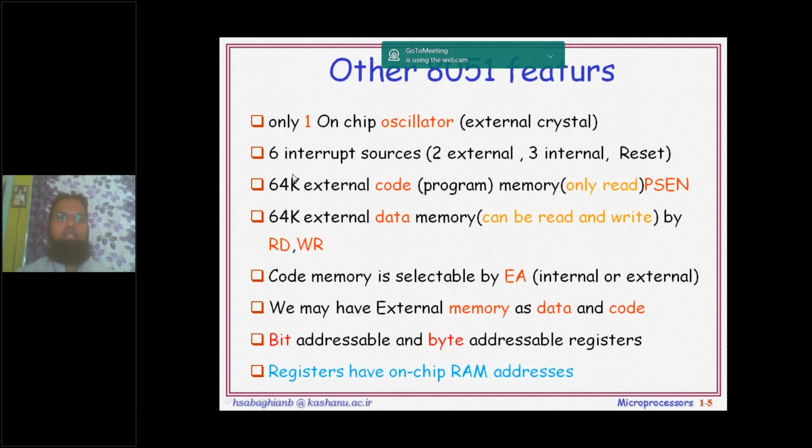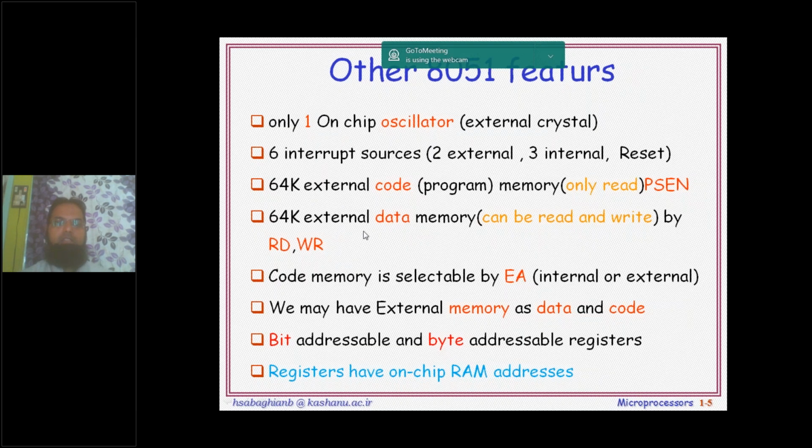Suppose I have written a program of size 12 kilobytes. Then I have two options to store this program. What are those two options? Store 4 kilobytes of the program in on-chip ROM, that is program memory, and the remaining 8 kilobytes in the external ROM device. So you can have this option. Another option is, instead of storing one part of the program in on-chip ROM, you can store the entire program in the off-chip ROM device. So this is one more option.